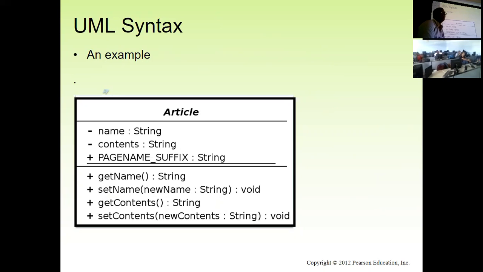Then you see a colon, and then you see string. So there are really 3 things that we need to be concerned about here. The minus sign is used to specify the visibility modifier. In this case, minus means private.